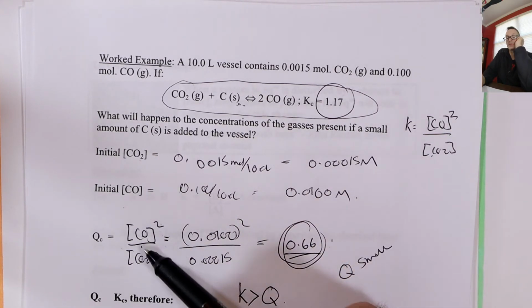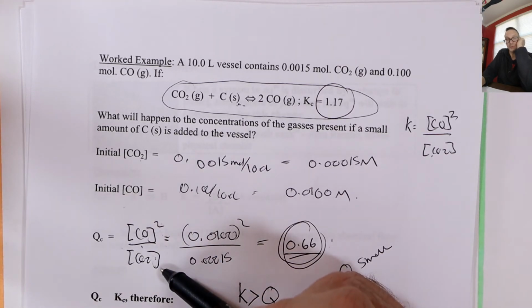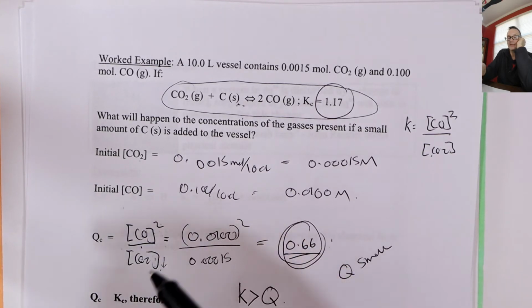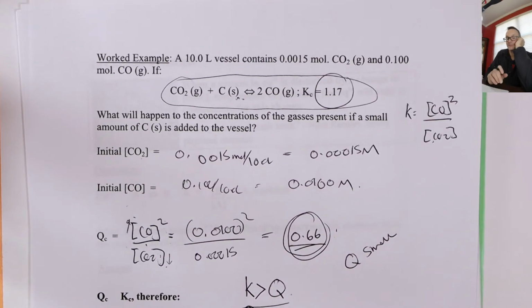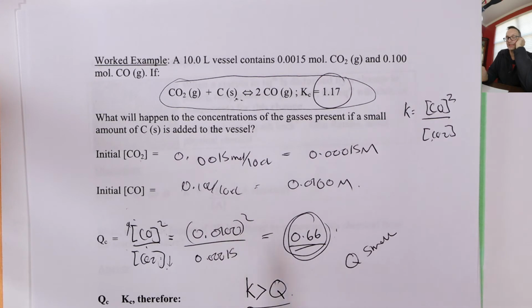This ratio is smaller than it should be. That means there's more CO2 than there should be. So CO2 is going to go away and CO is going to be made. What direction do we go in? Well, we're making CO. It's going to move to the, you tell me. Move to the right, doesn't it? Okay, so let's write that in there.